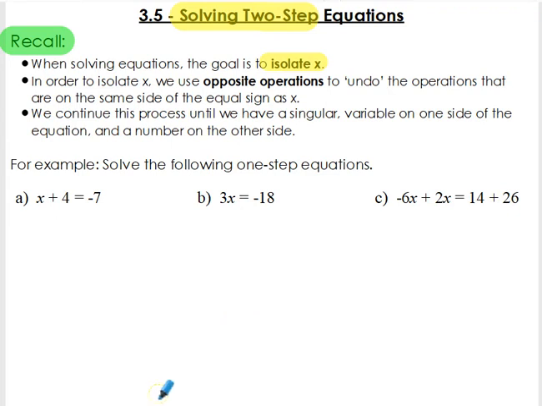Boys and girls, this is lesson 3.5, and it's called solving two-step equations. So far, we've only solved one-step equations, so today's kind of like the next step of that. Let's first start off by solving some one-step equations to recall some of the information that we already know. And then we'll move into solving these two-step equations. It'll become very obvious what I mean when we say one-step equations or two-step equations.